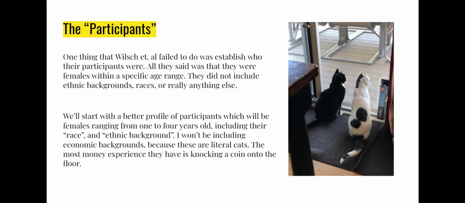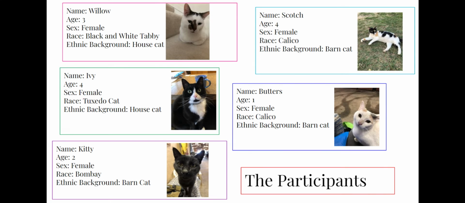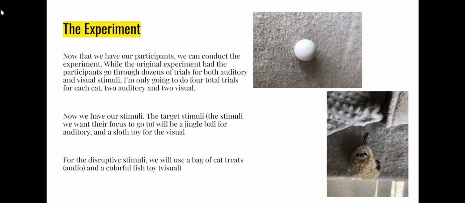So to demonstrate that, I decided to recreate my own profiles, which will include females from ages 1 to 4, and including stuff like their race and their ethnic background, but not economic because these are cats and the most money experience they have is knocking a coin on the floor. So here we have our participants: Willow, Ivy, Kitty, Scotch, and Butters. They're all wonderful.